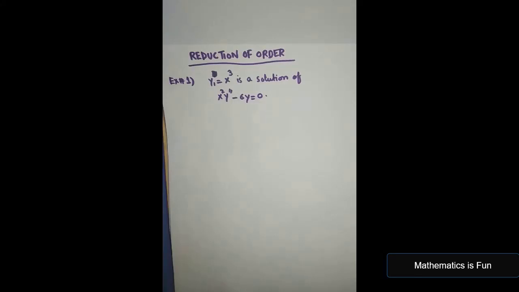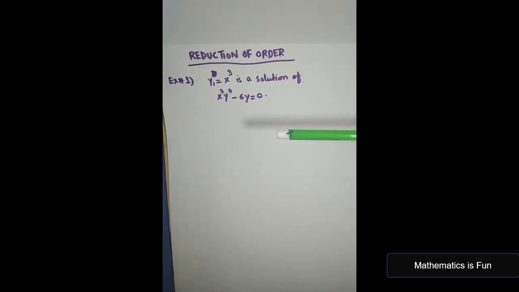Here we have the particular example of reduction of order. The statement says that y1 equals x cubed is a solution of this differential equation, that is x squared y double dash minus 6y equals 0. So one solution is given, that is y1 equals x cubed, and we have the second order differential equation x squared y double dash minus 6y equals 0.